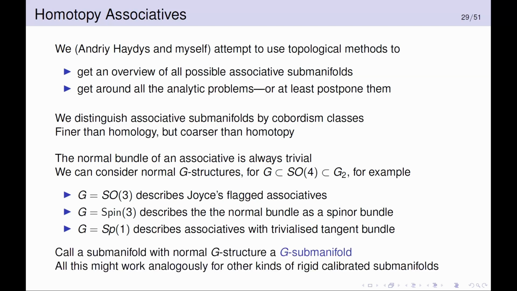There are other groups, and now whenever we have a submanifold and we have fixed a normal G structure, we'll call this a G submanifold. So this term will arise sometimes: if I say G submanifold, it means a submanifold with a normal G structure.